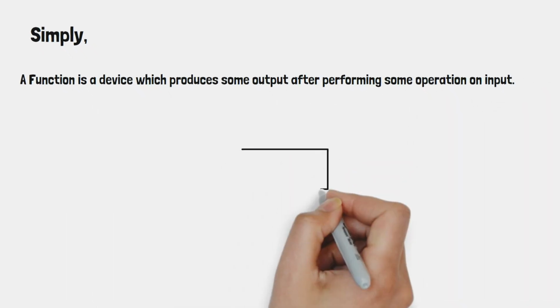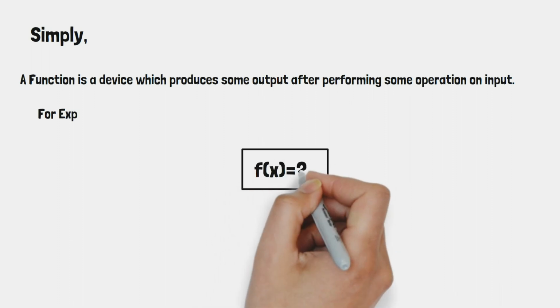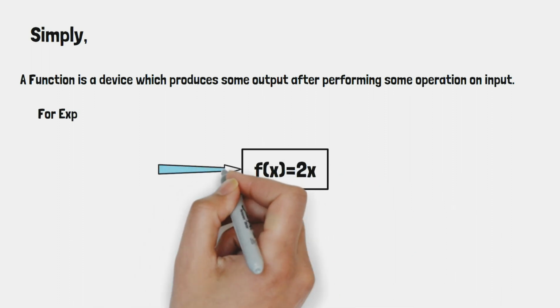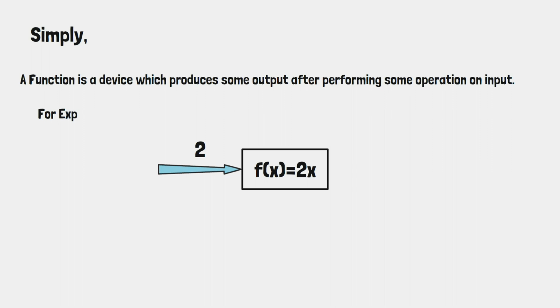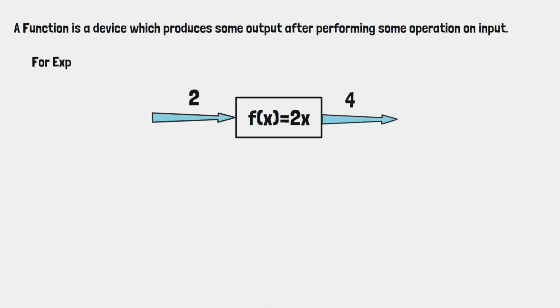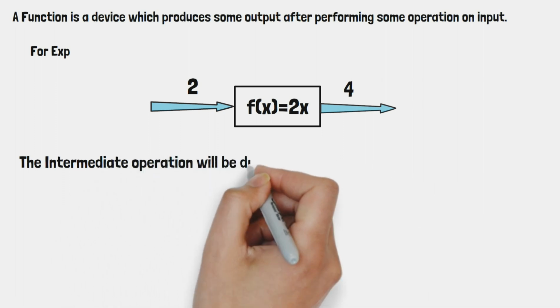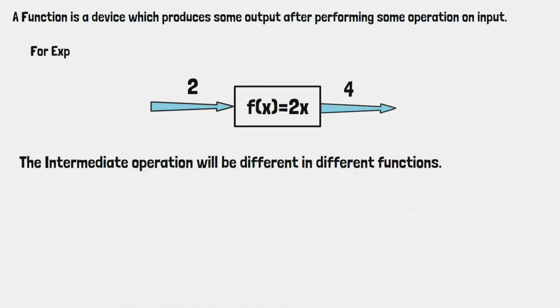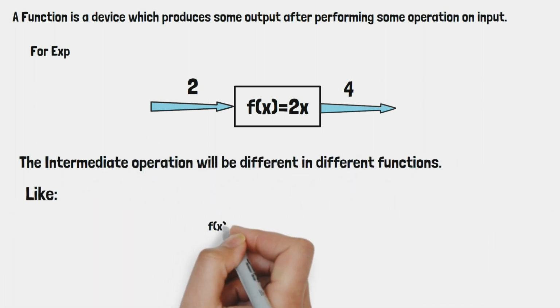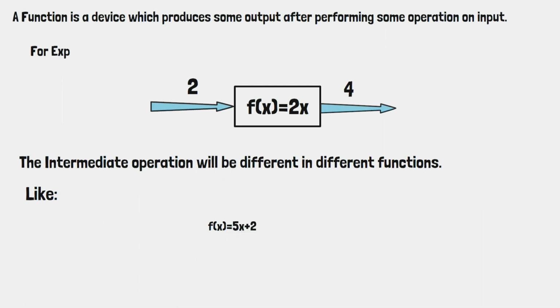For example, in a function f(x) = 2x, if we put 2 as an input, then the output will be 4. The intermediate operation will be different for different functions, like f(x) = 5x + 2 and f(x) = 9x. Both functions do different operations on the same input values.